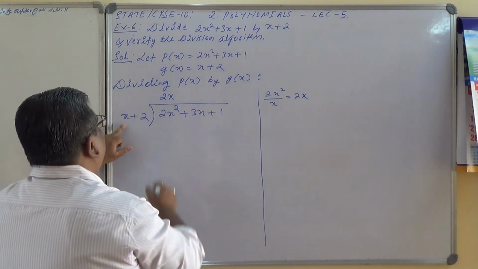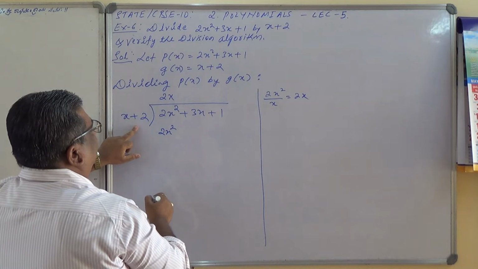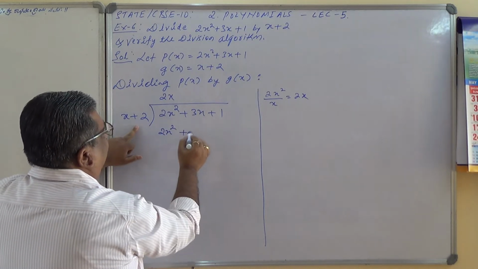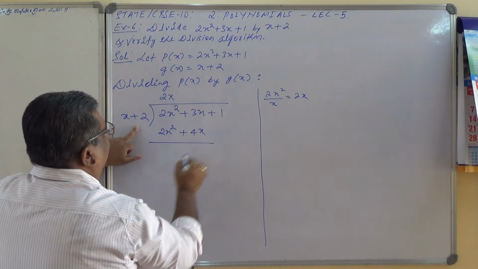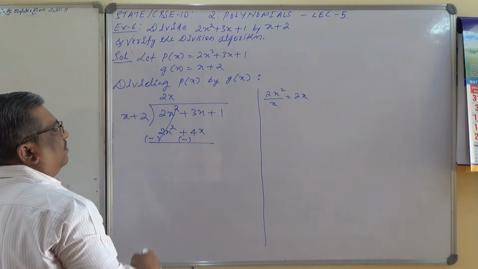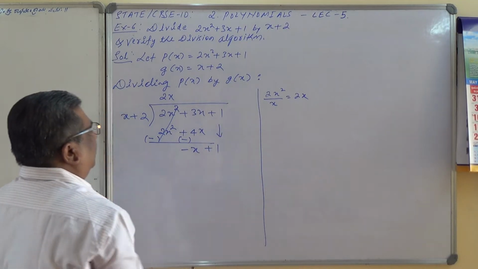So 2x, x into x, 2x square, 2 into 2, 4x. Yeah, it is right. And 2 into 2, 4x plus 4x. So minus this will cancel because we have to subtract it. This is minus x, pull it down, plus 1.